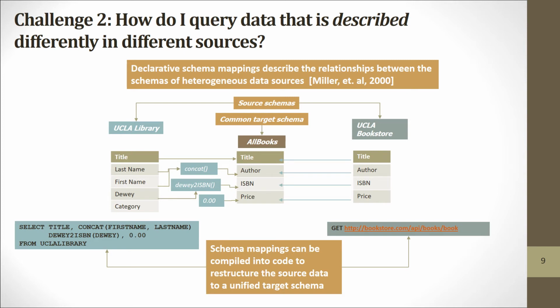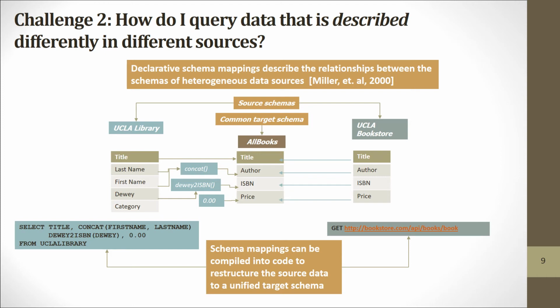There may be a one-to-one correspondence between the fields in the source and target schema. In this example, that is the case for the UCLA bookstore data source. Each field of the source data record can be directly mapped to a corresponding field in the target data record. More commonly, there is not a one-to-one correspondence between the source and the target, as is the case with the UCLA library source schema. The UCLA library source models the author's first and last names as individual fields, whereas the target schema models the author's name as a single field.